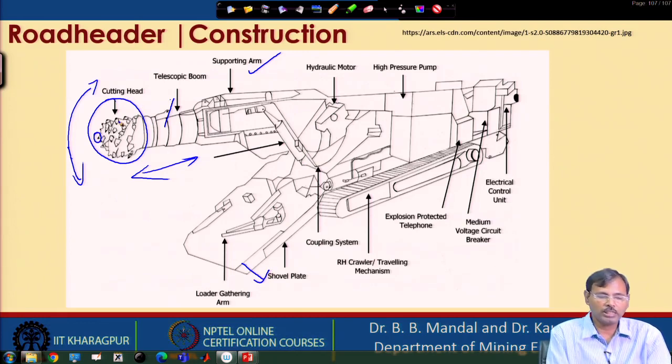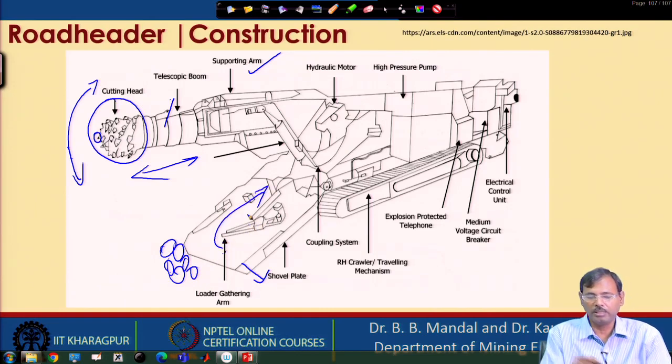So, while the cutting head is cutting the material, the cut material comes and drops in front of the scraper plate, and this scraper plate is basically taking this material onto its plate, and this gathering arm is guiding the material into the chain conveyor provided here. The chain conveyor is taking the material and guiding it to the discharge conveyor.